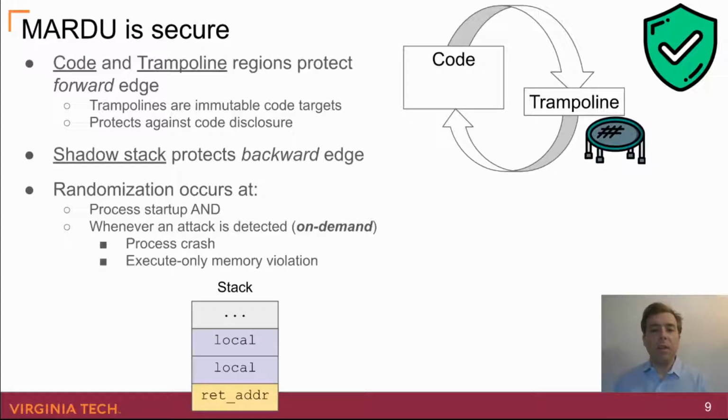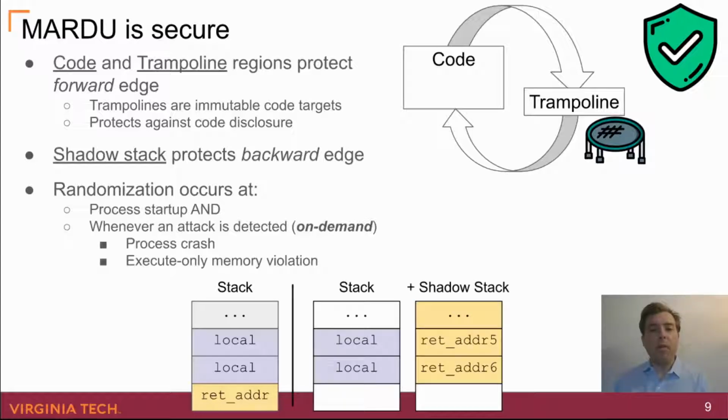Traditionally, programs use a single stack to store data for the current function as well as the return address. MARDU separates the usual stack information and specializes a shadow stack to specifically store, hide, and protect return addresses from vulnerabilities such as buffer overflows. Finally, MARDU introduces entropy throughout runtime by randomizing code layout at both program startup as well as on demand whenever an attack is detected, such as when a process unexpectedly crashes.